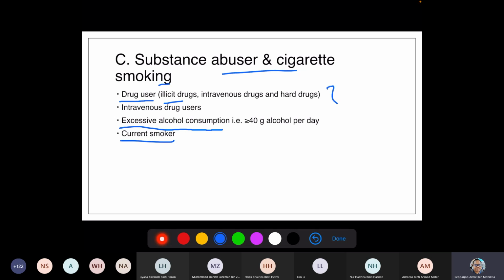So all of this will cause a local kind of immunocompromise to this patient. So there will be a lack of, or an incompetent, immune system if they continue to use this substance, and also keep smoking cigarettes in their lifetime.